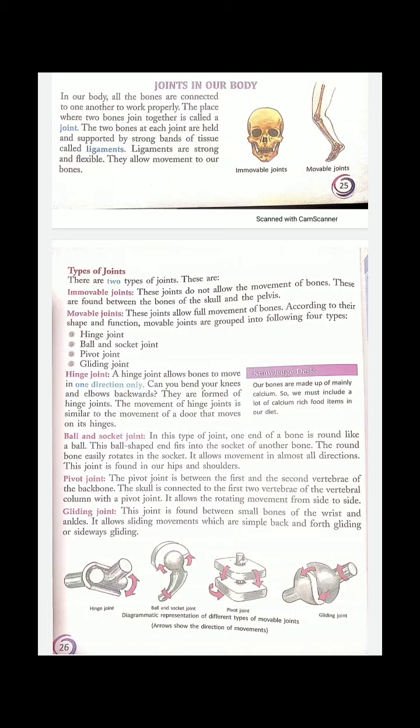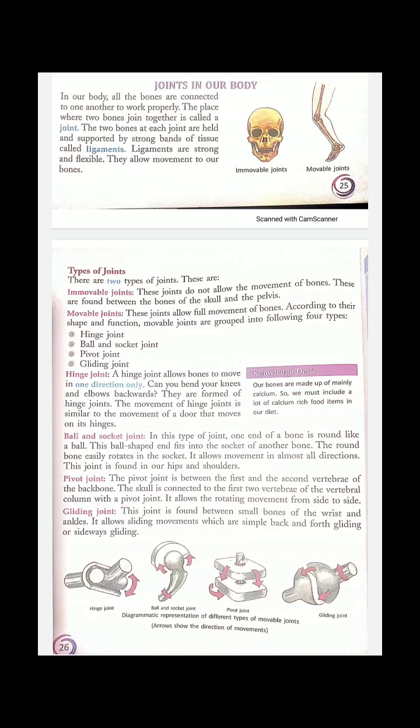The bones at the joints are joined together with very strong bands of tissue which are called ligaments. Ligaments are very strong and flexible and allow the movement of our bones. Next comes the types of joints. There are two types of joints: immovable or fixed joints and movable joints.